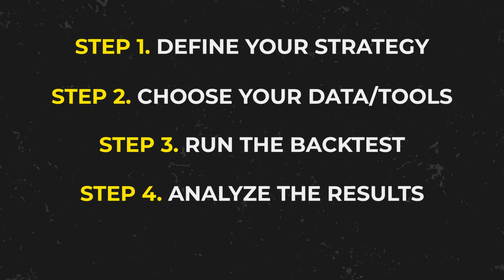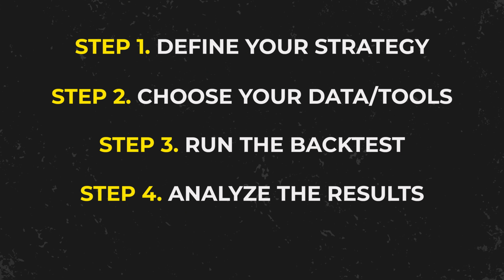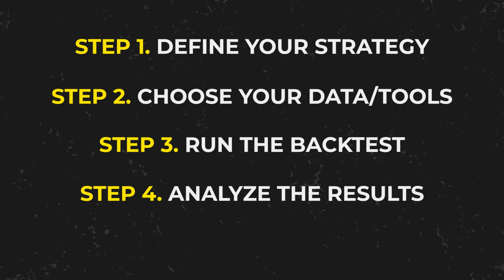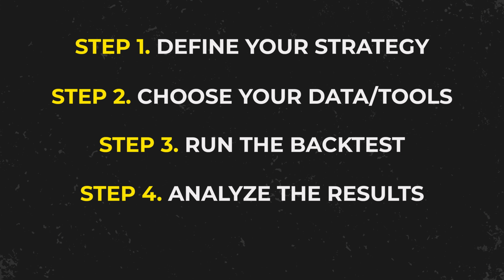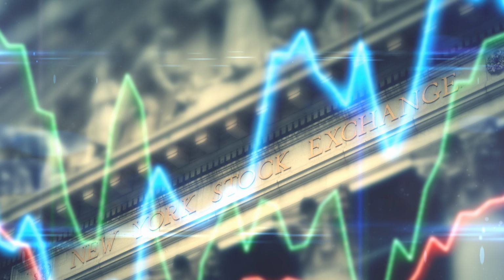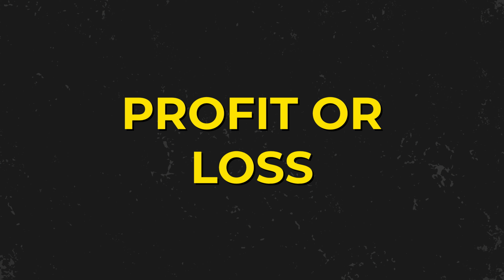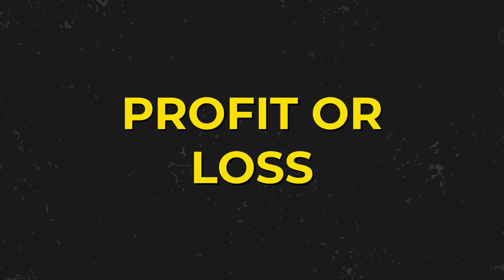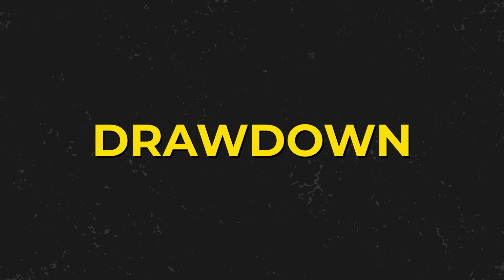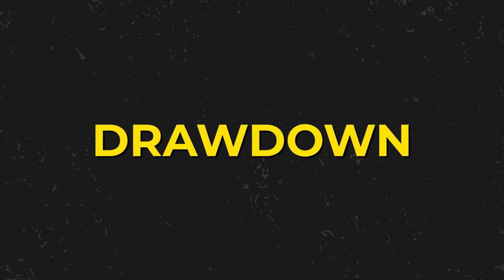Step 4 is about analyzing the results. The numbers are helpful, but interpretation is key, and it's all going to depend on what you want from your strategy. Here are some main things you can analyze if you don't know what to look for. You can look at the profit and loss of the strategy. Did the strategy make or lose money overall? Also, keep an eye on drawdown. What was the largest drop in value during the test? High drawdowns could mean more risk.